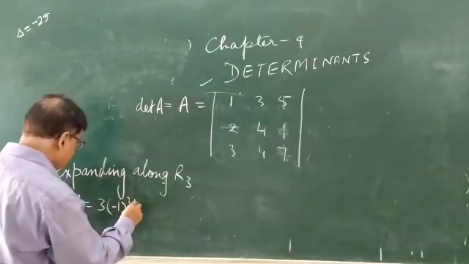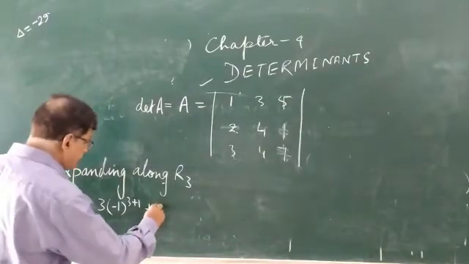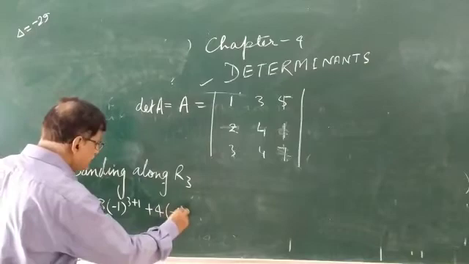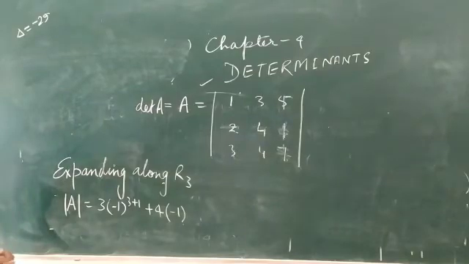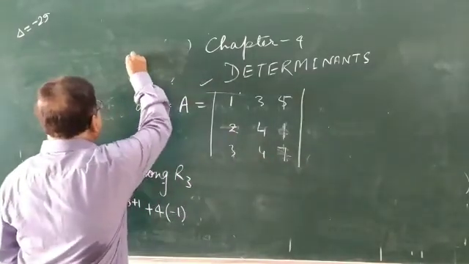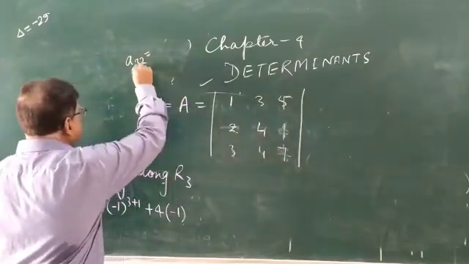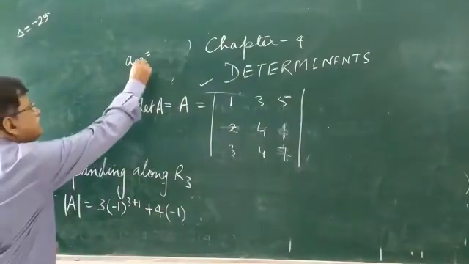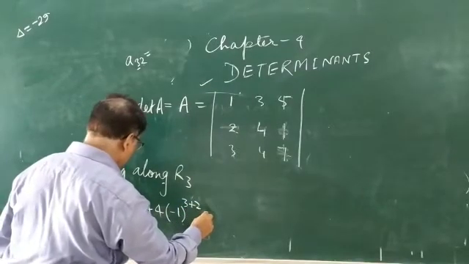3 plus 1. Now consider the second element of that third row, that is 4. And then you find the position sign of this element. Finding the sign of an element, you find the position of that element in that particular determinant. So the position is third row and second column. 3 is the value of row and 2 is the value of column, so 3 plus 2.